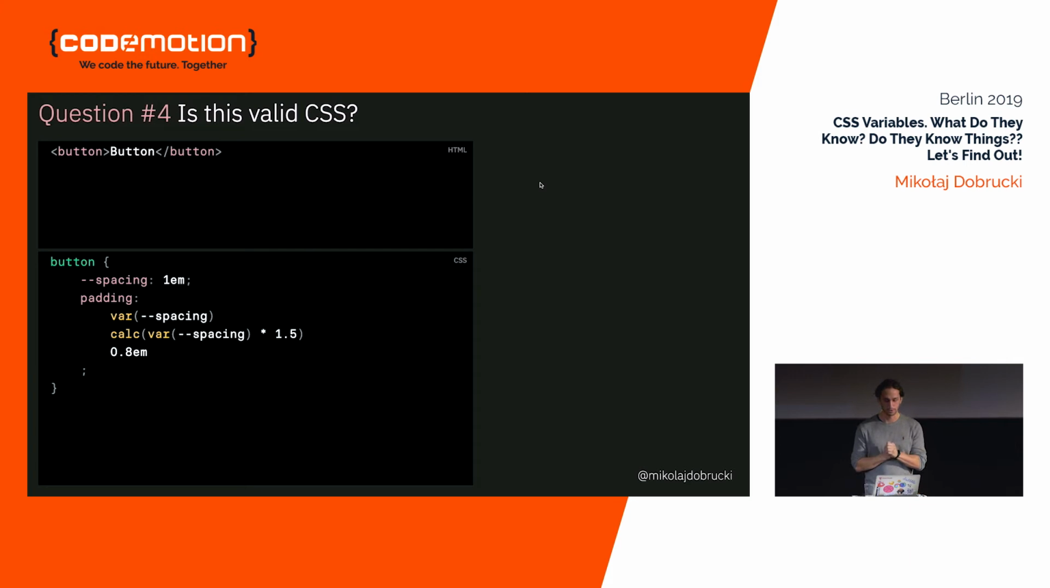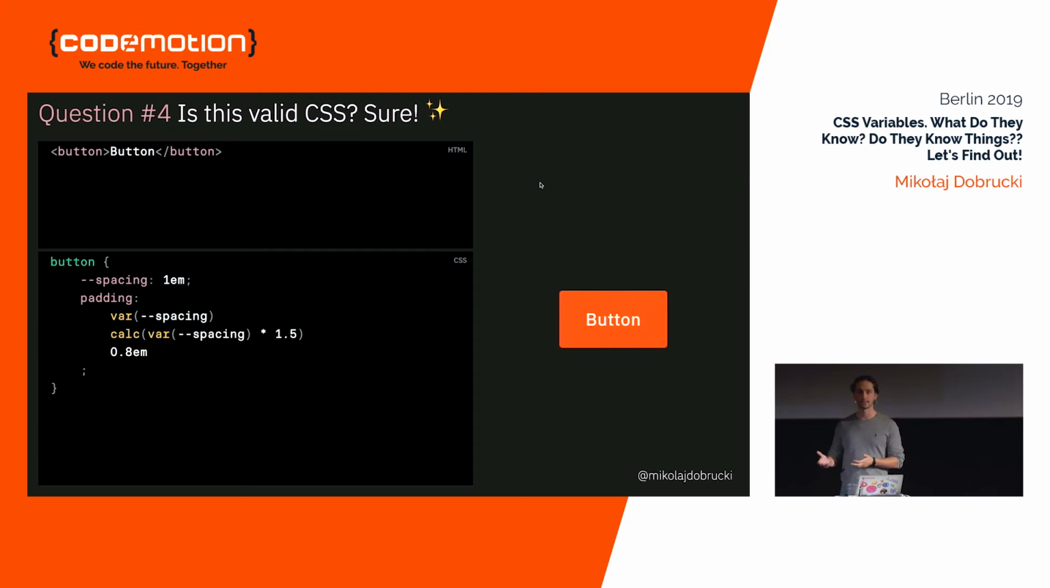Time for question 4. This time it's a bit different because we've added a calc function to the equation. And do you think that this will work? Yep, why not? What happens in this case is that we use the calc function to compute one of the padding properties' values. And what happens inside the calc function is that it takes multiple CSS values as arguments. And each of them or some of them can be easily replaced with a CSS custom property.